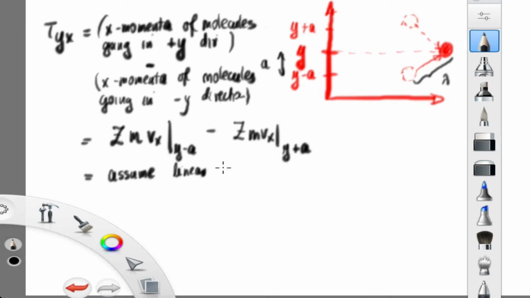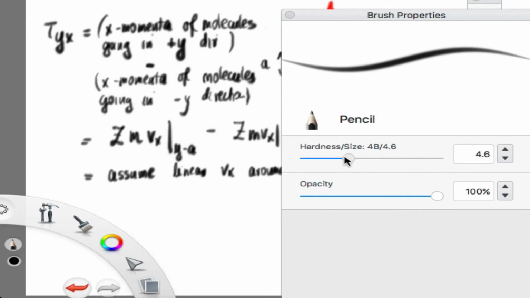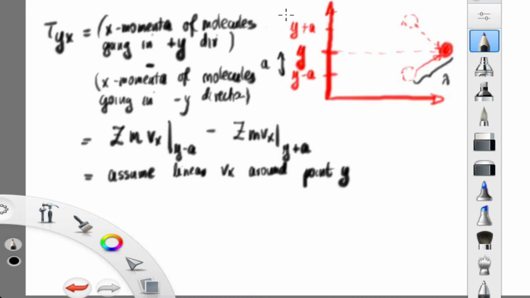linear Vx around point y. If you excuse me, I will try to adjust this just a little bit. It's kind of hard for me to see and write. Okay, so basically, if I'm assuming linear, then my velocity Vx, yeah, that's better for me. Do you all still see?